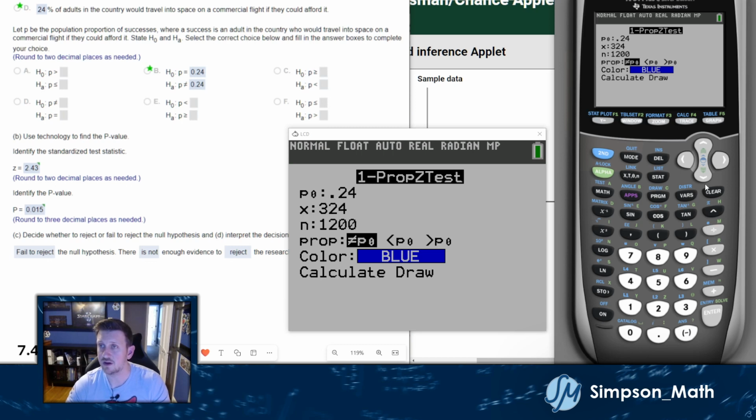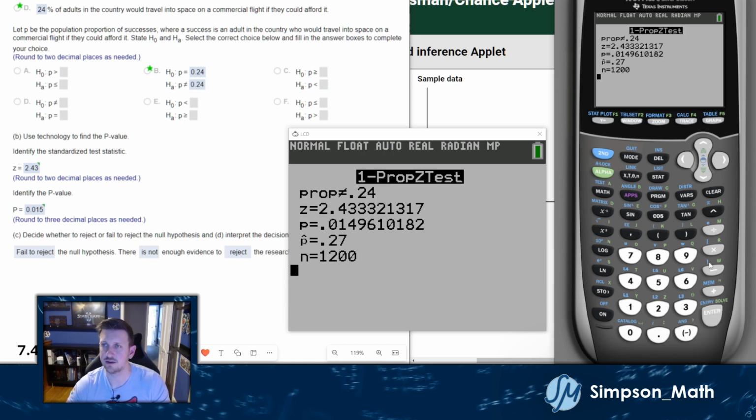Our alternative was a not equal to. I'm not going to draw it. I'm just going to say calculate. So notice I've answered 4 questions. What's the null? And then how many successes over how many attempts? 324 over 1200 will get us the p hat. And then what is our alternative? Let's press calculate. And then, so it's reminding you that your alternative was that the proportion does not equal 0.24.